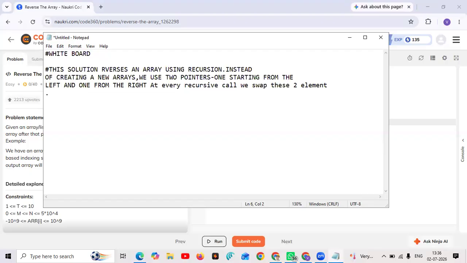But in pointers, what could be our approach? Once the pointers meet or cross each other, the array is completely reversed. Yes. So the introduction immediately tells the interviewer.